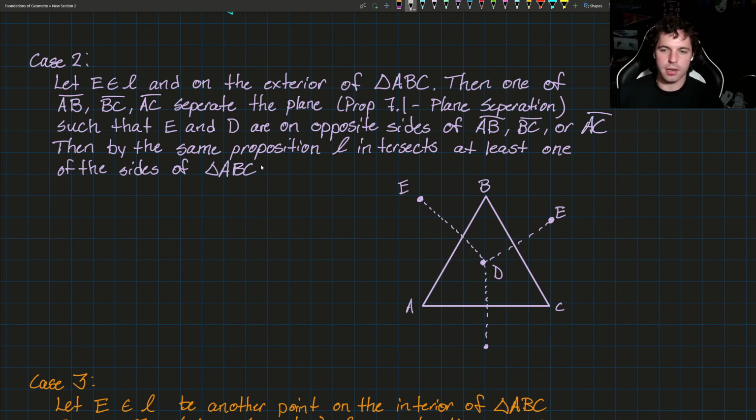So what this means is we have a point E somewhere on the exterior of triangle ABC. So let's focus on this case right here.